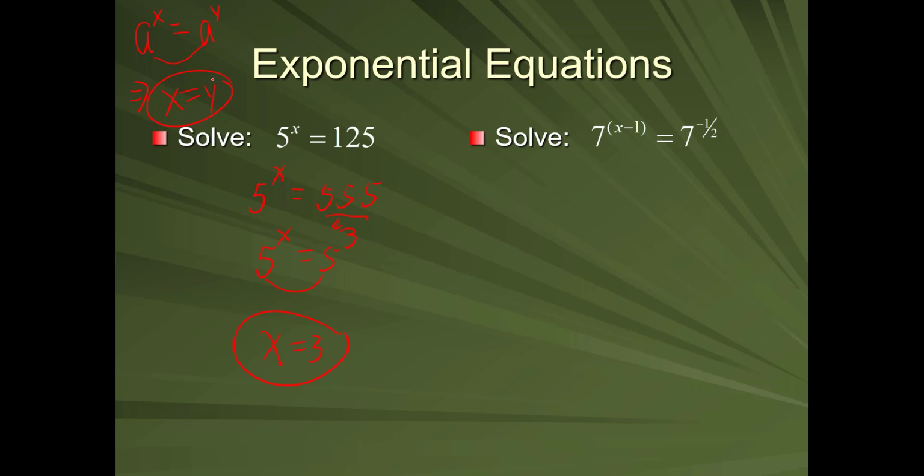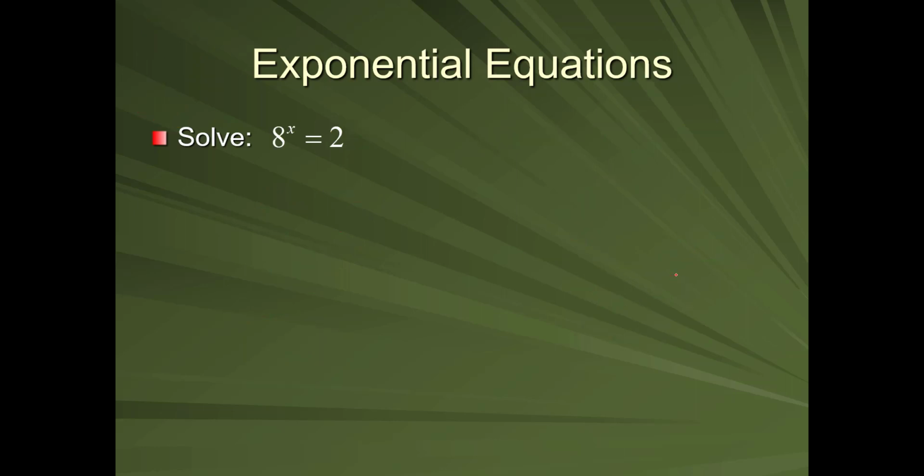Now another example, same base 7, the exponents must be the same, so x minus 1 equals negative half. From here, add 1 to both sides of the equation to solve for x. Cancel the 1, x equals 1 minus half, which is half.